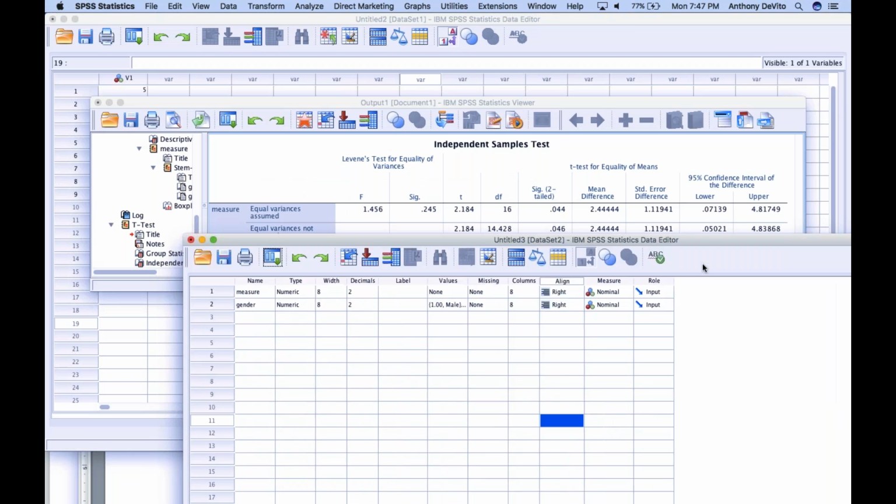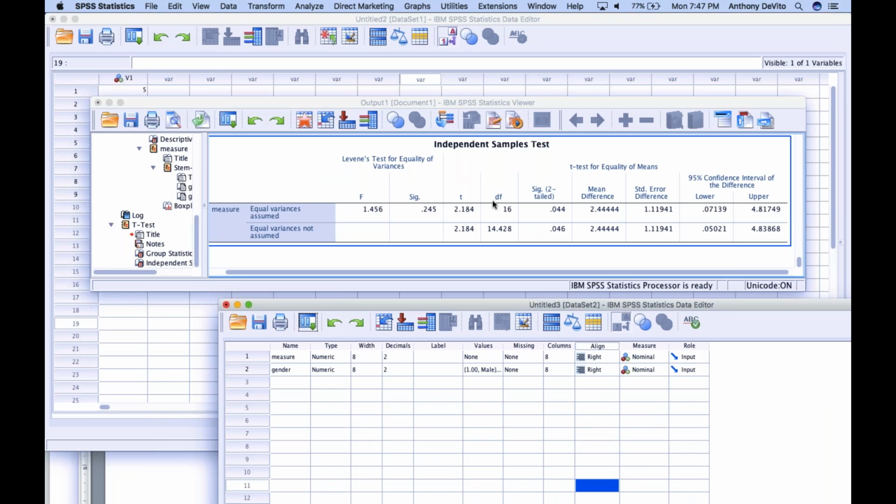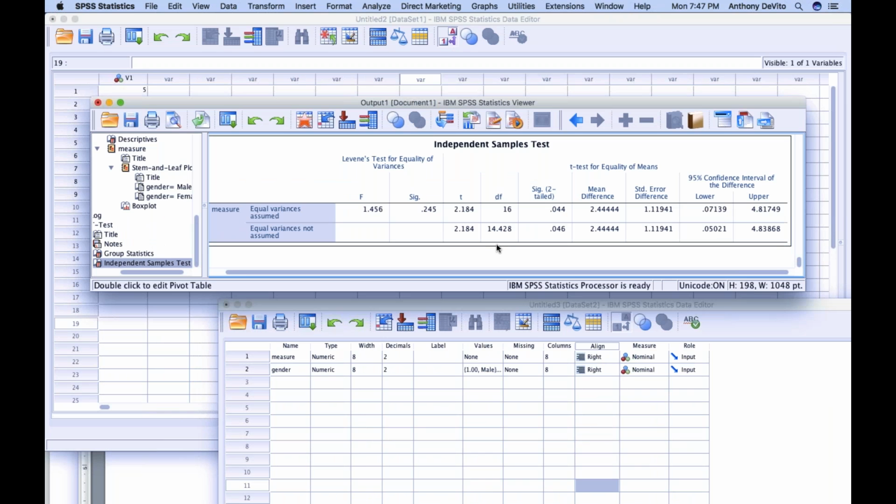So now we have a little bit of a problem here, and that is that we had two different standard deviations for these two groups. So which standard deviation should we use, males or females? Can we combine the two, assume that they're equal, and maybe get a better reading on the standard deviation? Or should we assume that they're not equal and calculate it that way?